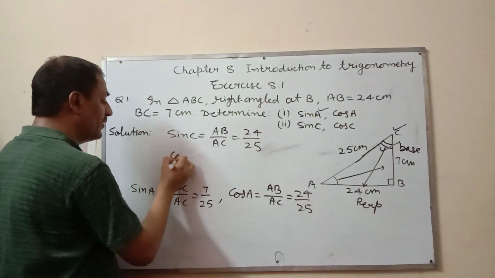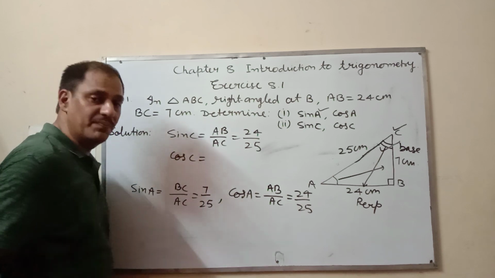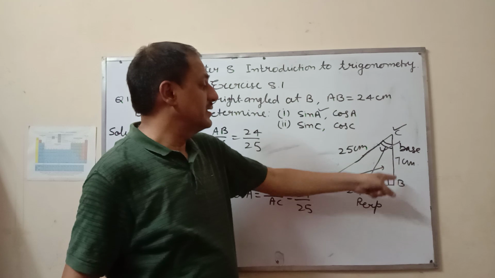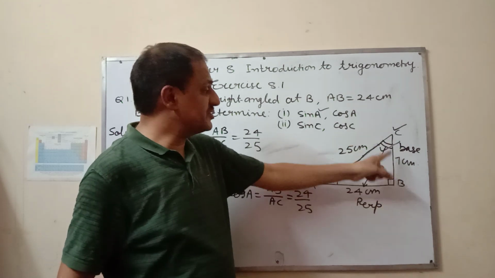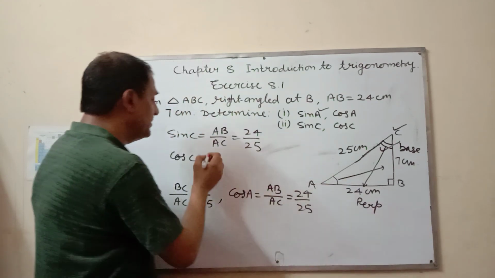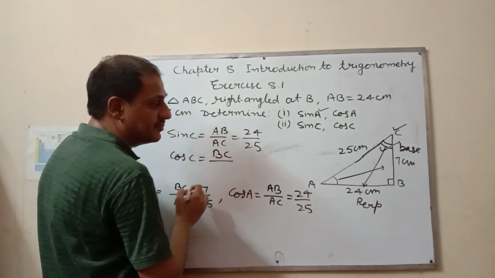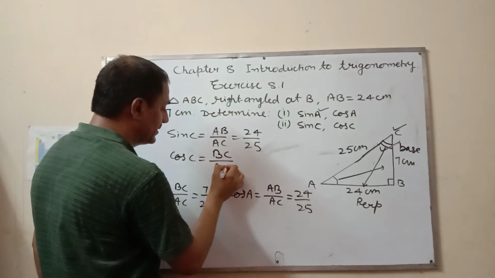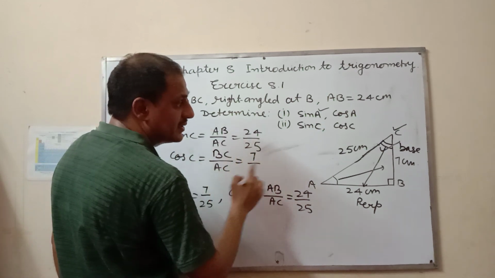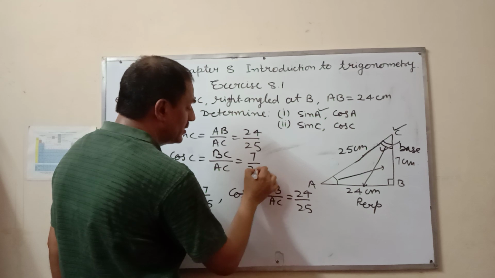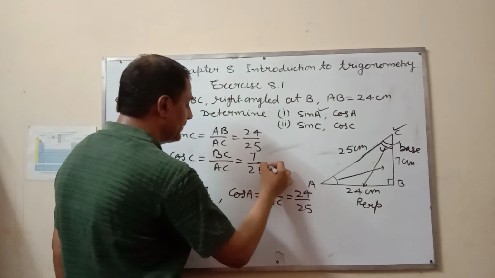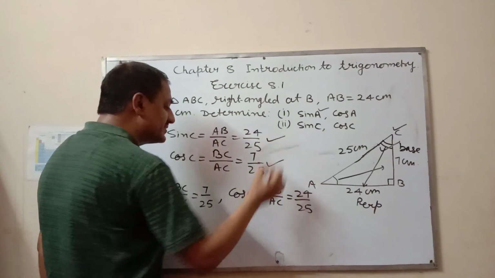Now, what will be the value of cos C? Cos C equal to base upon hypotenuse. Here base is 7 centimeter. With respect to angle C, BC will be the base. BC upon AC. Here BC is 7 and AC equal to 25. This is the value of cos C and this is the value of sin C.